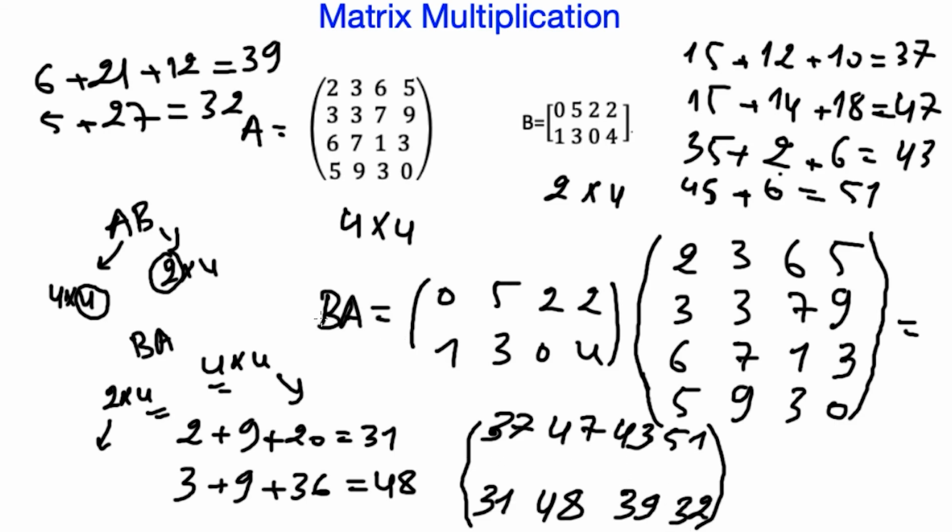So this is the matrix BA, which is a 2 by 4 matrix. That is from this 2 by 4 matrix multiplied by this 4 by 4 matrix.